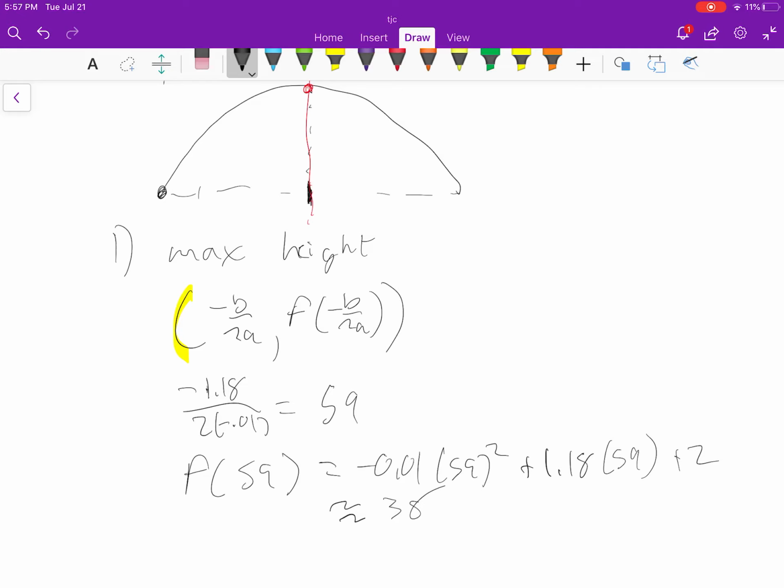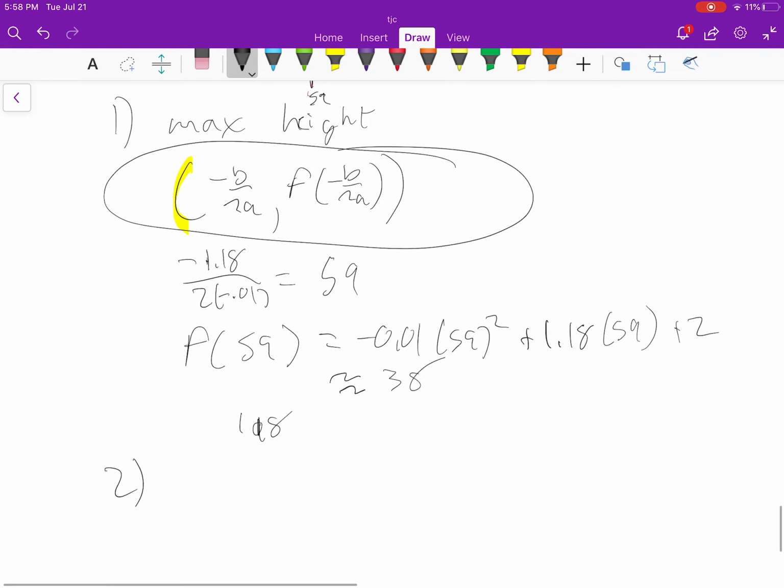Okay, now let's say they want the maximum horizontal distance. So we have the maximum height, 38 feet. Well, the maximum horizontal is going to be double the x coordinate of the vertex, because here's the halfway point. We know this is 59, so if we double that, you get 118. This math might be a little off, again, I don't have a calculator. But the whole process is you plug it in here and you work it out.